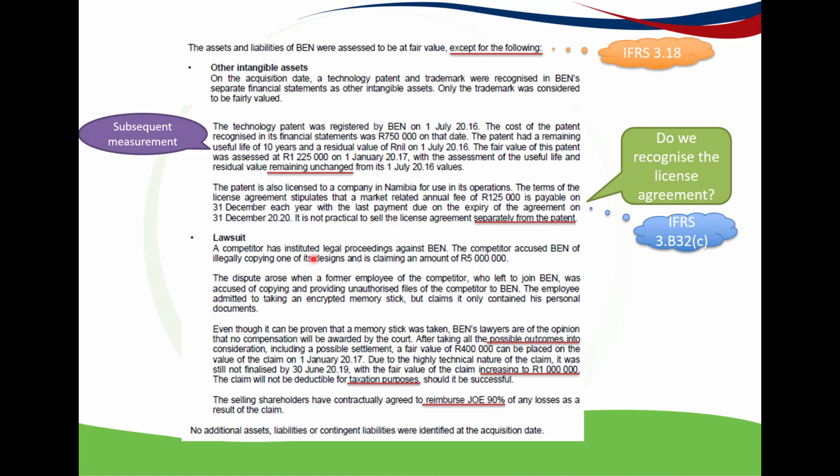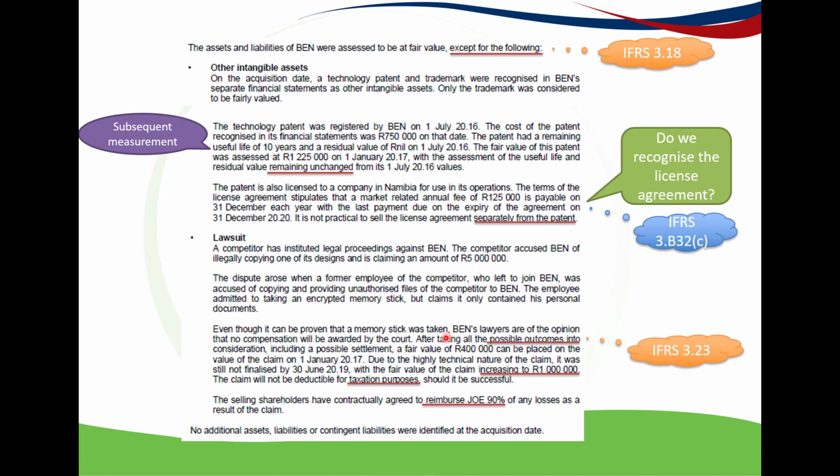Then if you continue to the lawsuit, we can see a competitor has instituted legal proceedings against Ben. The competitor accused Ben of illegally copying one of its designs and is claiming an amount of 5 million. Then they provide us with some background of how the claim originated, and then even though it can be proven that it was taken, Ben's lawyers are of the opinion that no compensation will be awarded. After taking all the possible outcomes into consideration, including a possible settlement, a fair value of 400,000 can be placed on this claim.